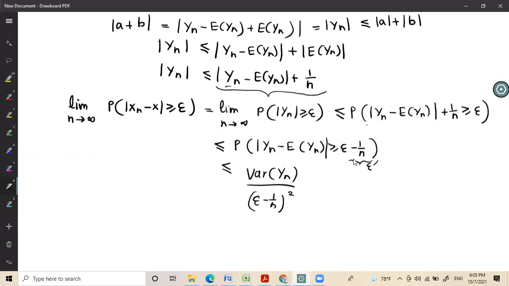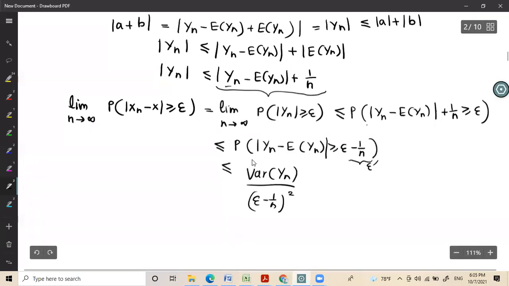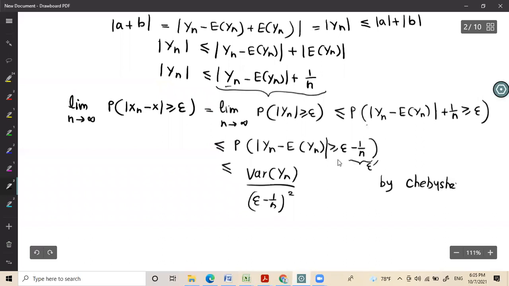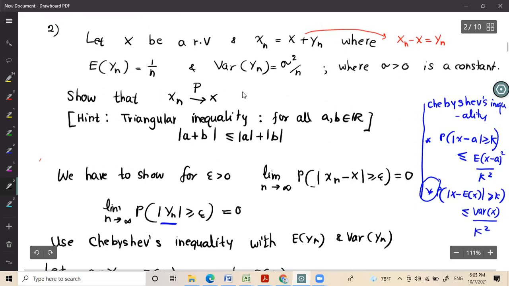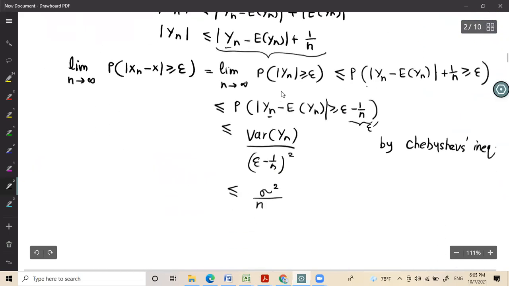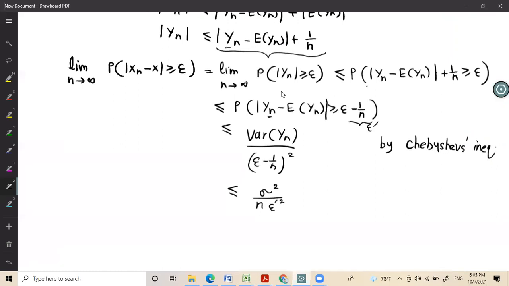So I'll repeat. Now you have the probability that yn minus expected value of yn is greater than or equal to epsilon minus 1 over n. If you apply Chebyshev's inequality, you have the variance of this quantity. What is the variance of yn? It is sigma square over n. See, it is given. The variance of yn is sigma square over n, and at the bottom you have epsilon prime square. It doesn't matter, another epsilon.